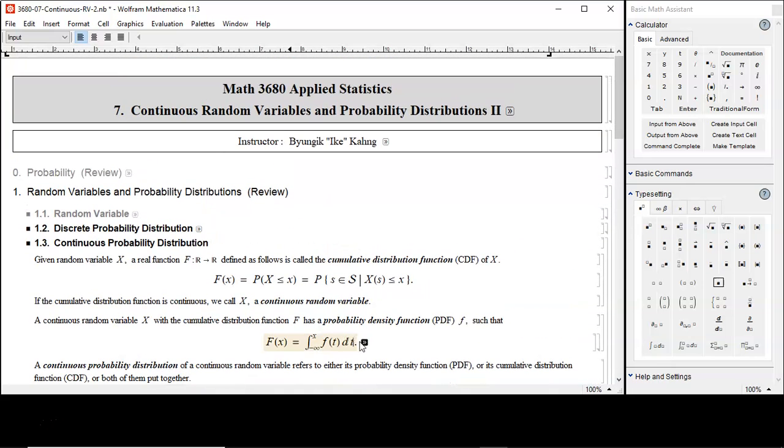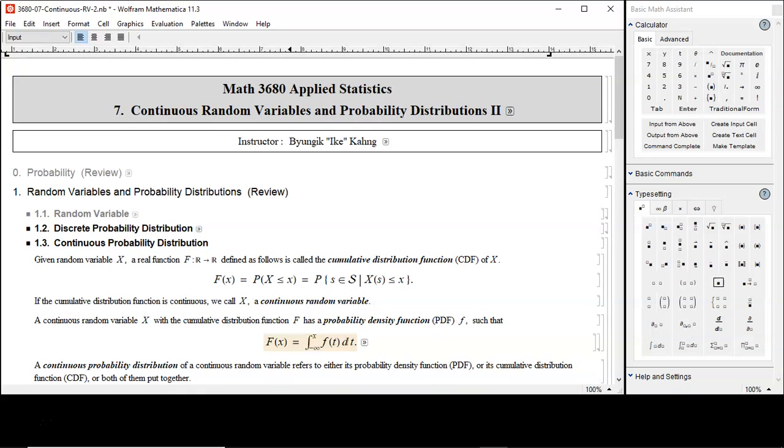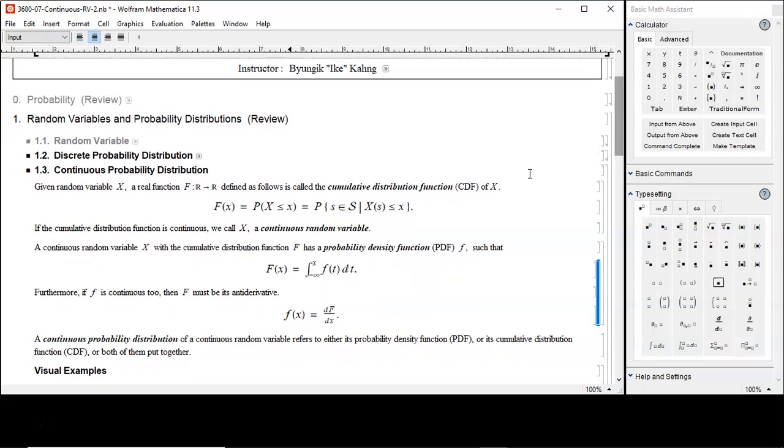Now for those, it is possible to define something called a probability density function with this property as an integrand. And furthermore, if your capital F, the CDF, is differentiable, then the probability density function is the derivative function. Why? It comes from the fundamental theorem of calculus. Look at this. Integral is equal to the net change, isn't it?